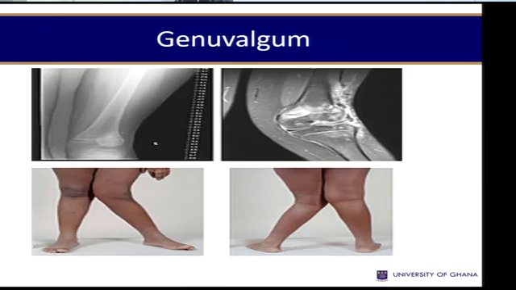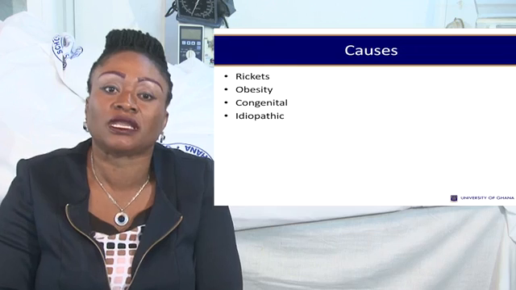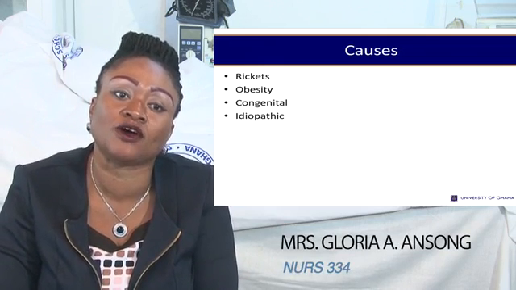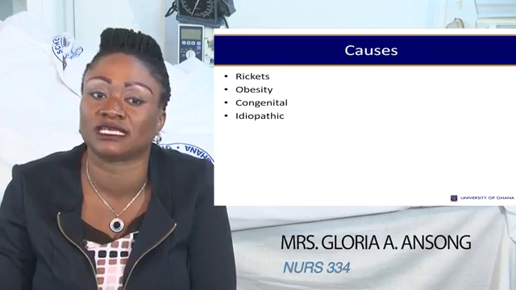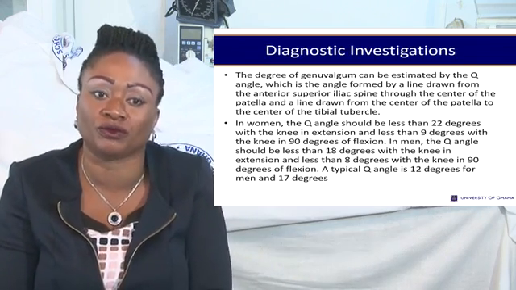So in the picture we have genu valgum, a child with knock knees. All these are pictures showing genu valgum. Now the causes. It may be due to rickets, obesity, it may be congenital or idiopathic. The cause may not be known.